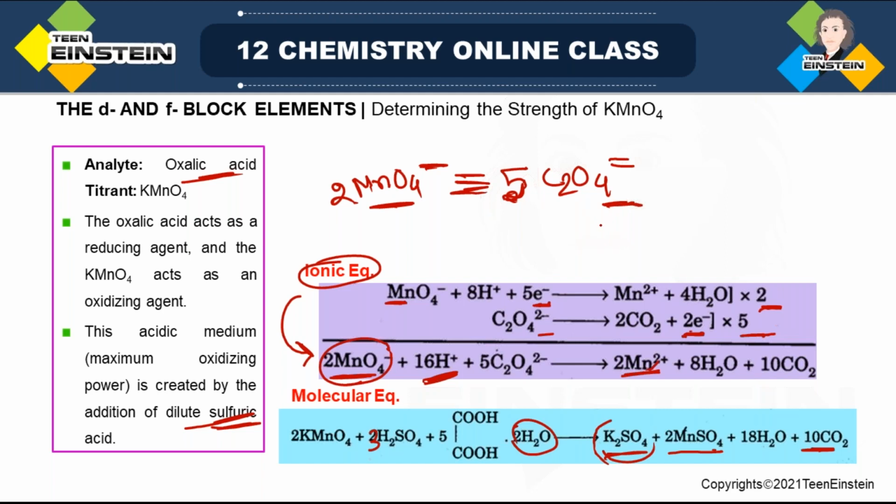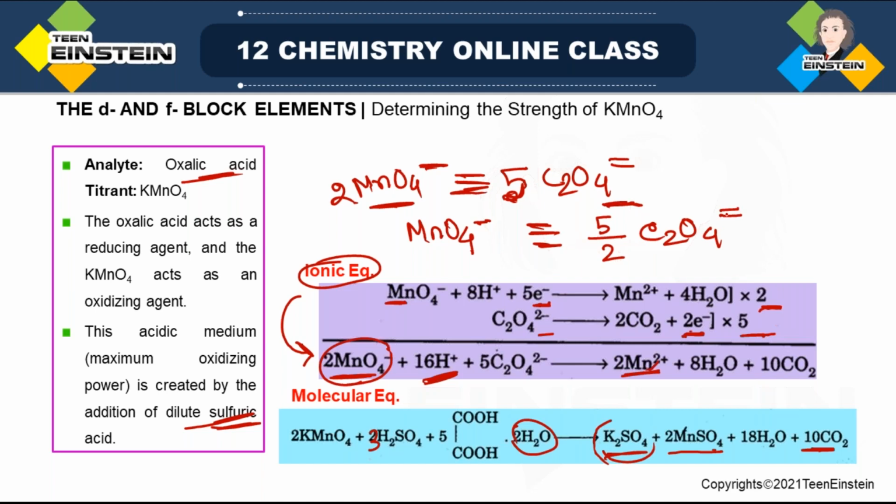So if the concentration of C2O4 is given, you can easily find out the concentration of MnO4. So 2 moles of permanganate react with 5 moles of C2O4 2 minus. That means 1 mole of permanganate is equivalent to 5 by 2 moles of C2O4 2 minus.